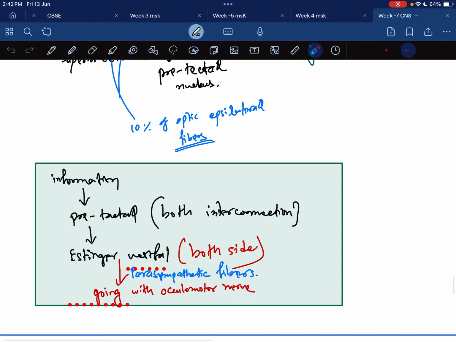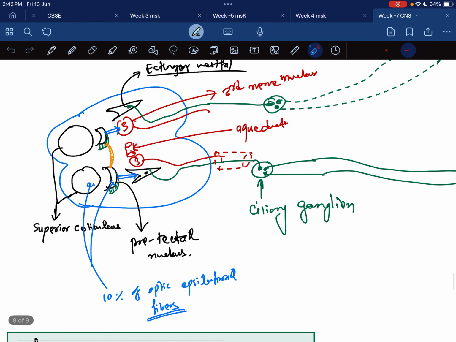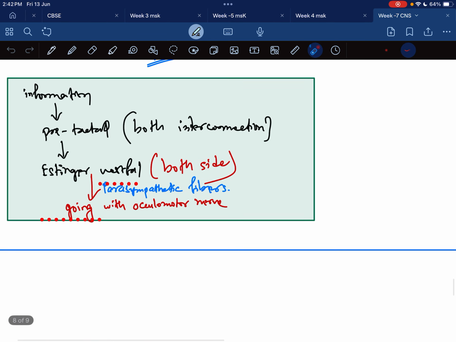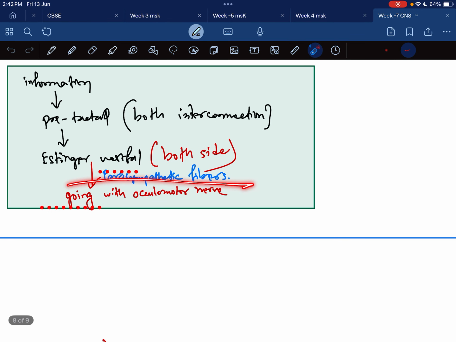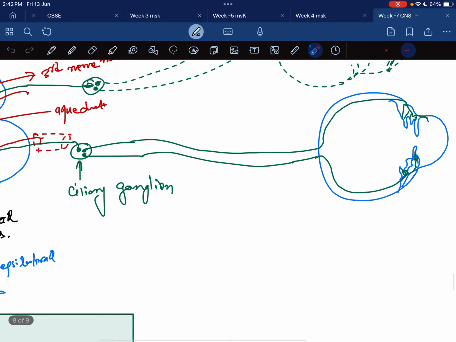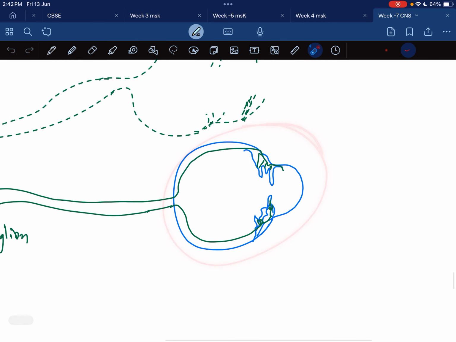So information comes from the optic root and goes to the pretectal nucleus. Both are interconnected. This information also goes to the Edinger-Westphal nucleus on both sides, so there is a parasympathetic activation fiber formation. It goes with the oculomotor nerve and supplies the ciliary muscles and other inner muscles.